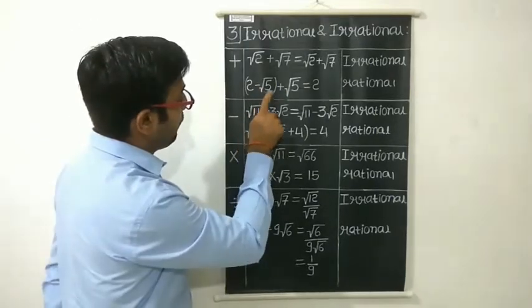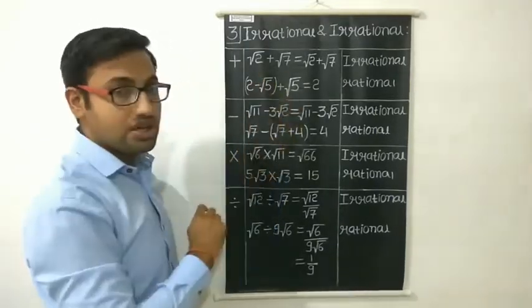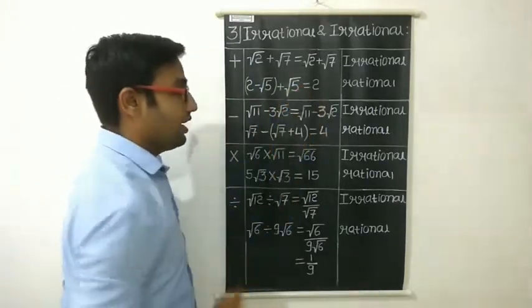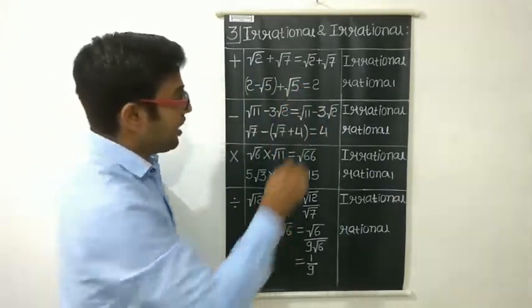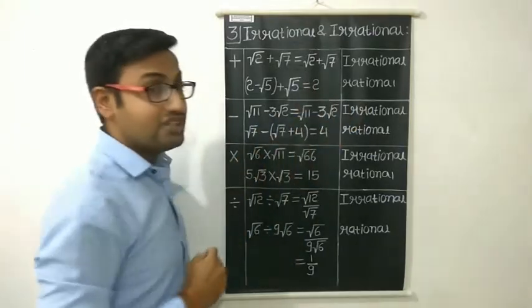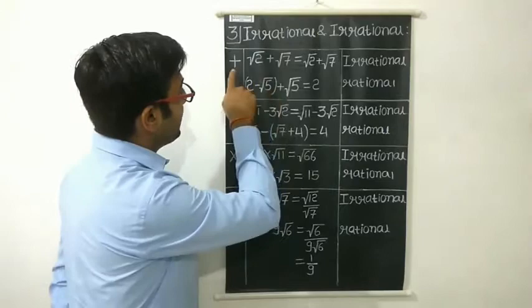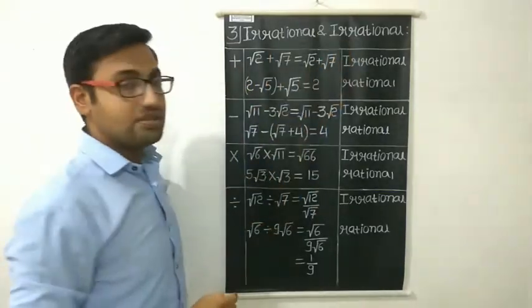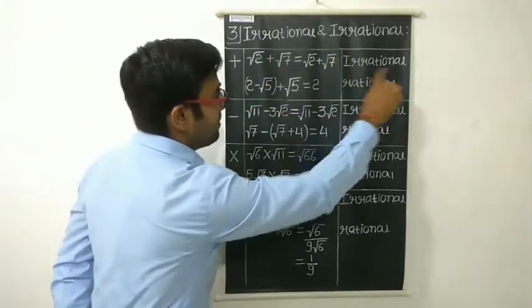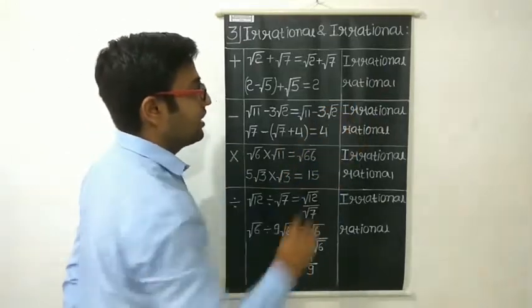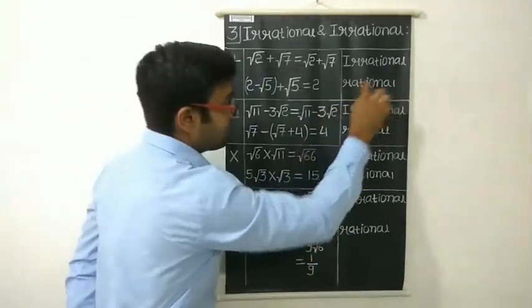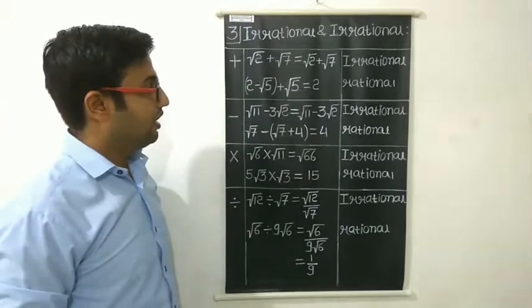Now what is the result we will get here? It is 2 minus root 5 plus root 5. So this minus root 5 and plus root 5 will cancel out each other, and only 2 remains as a result. So now what kind of number is 2? 2 is a rational number. Right? That means whenever we add two irrational numbers, the result may be rational or irrational.